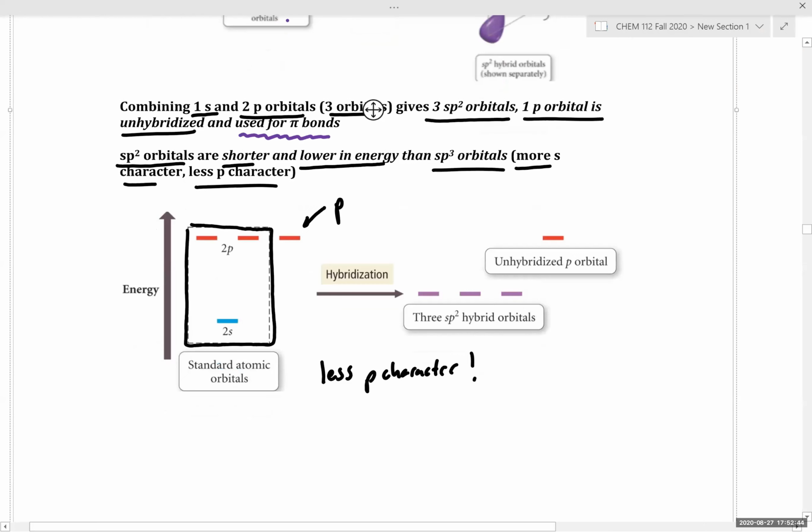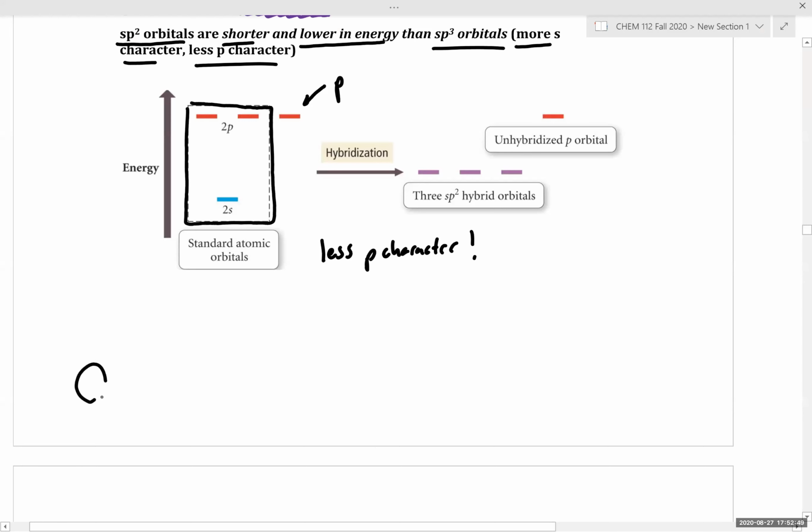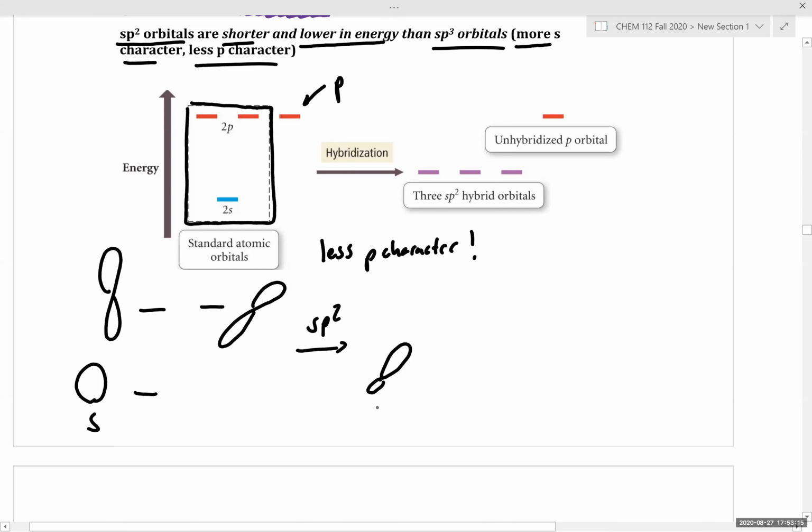So let's just showcase that. Our s orbital is sort of short and stubby. Our p orbitals are relatively long and high in energy. So if we hybridize them together, we have more s character, so we have the shorter and stubbier sp2 orbitals.